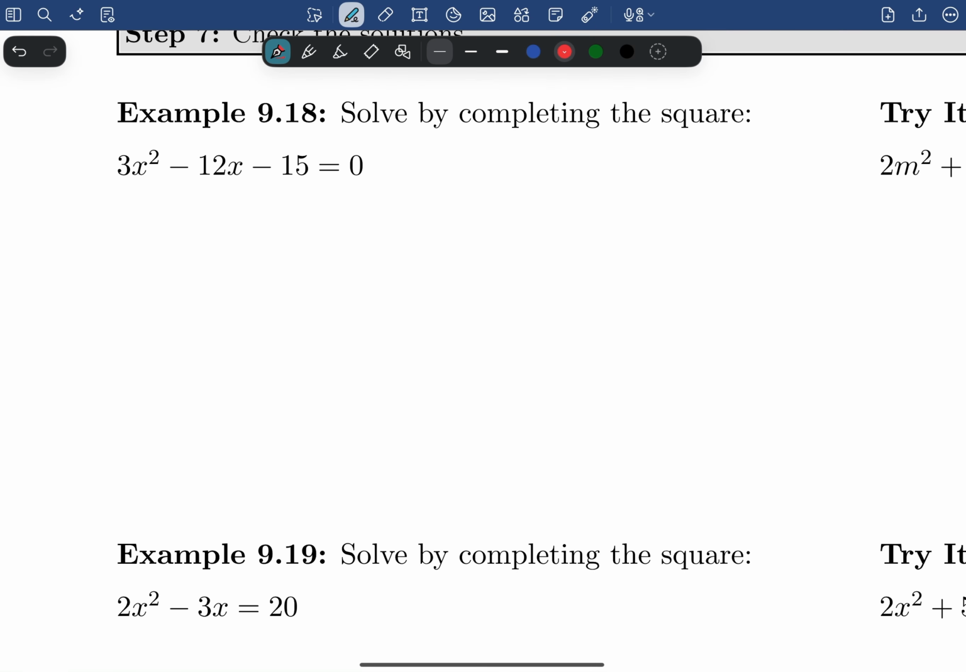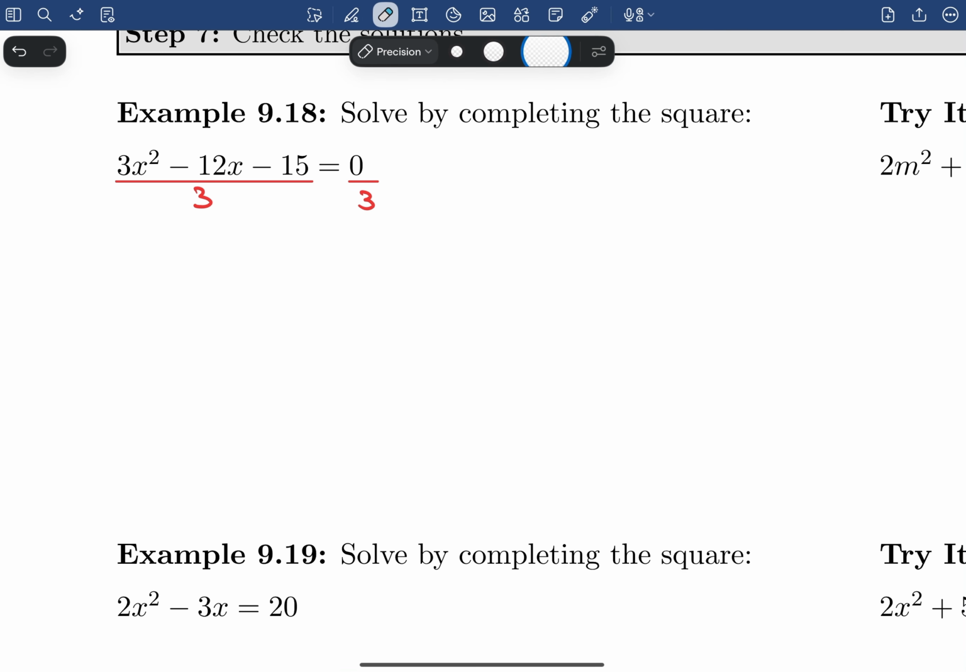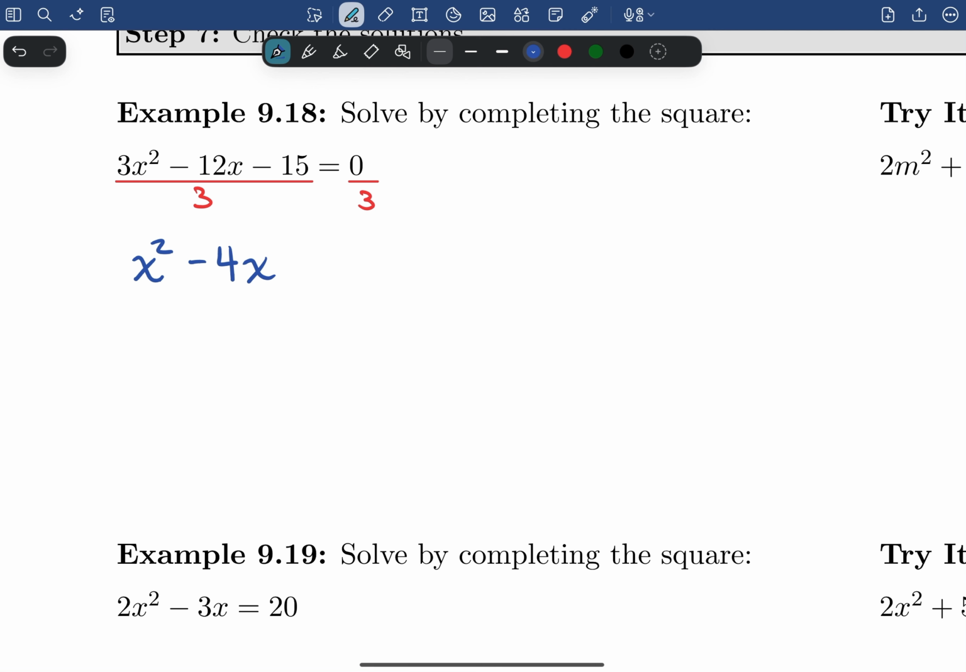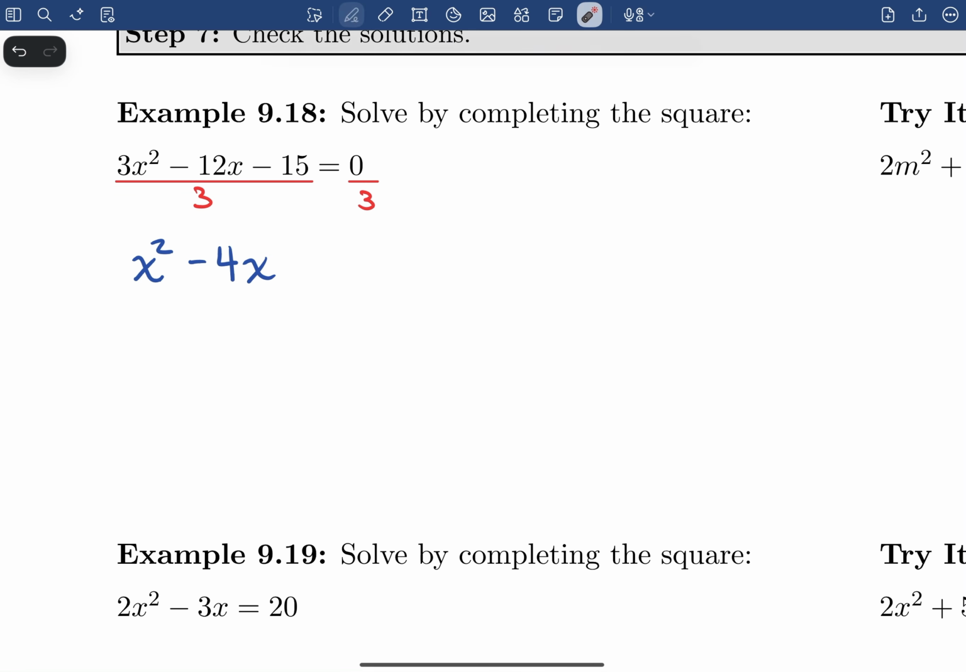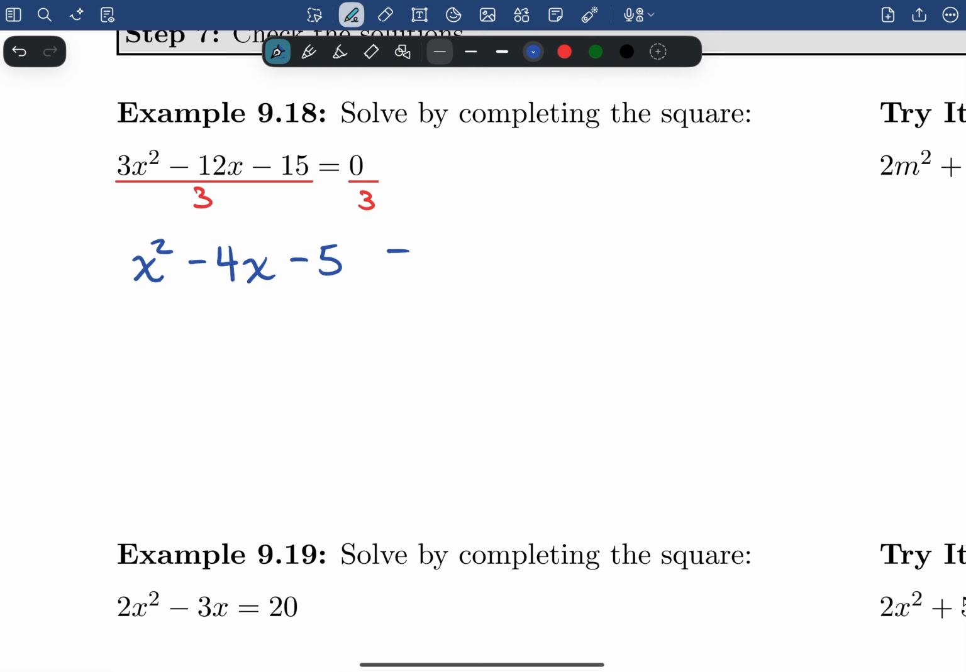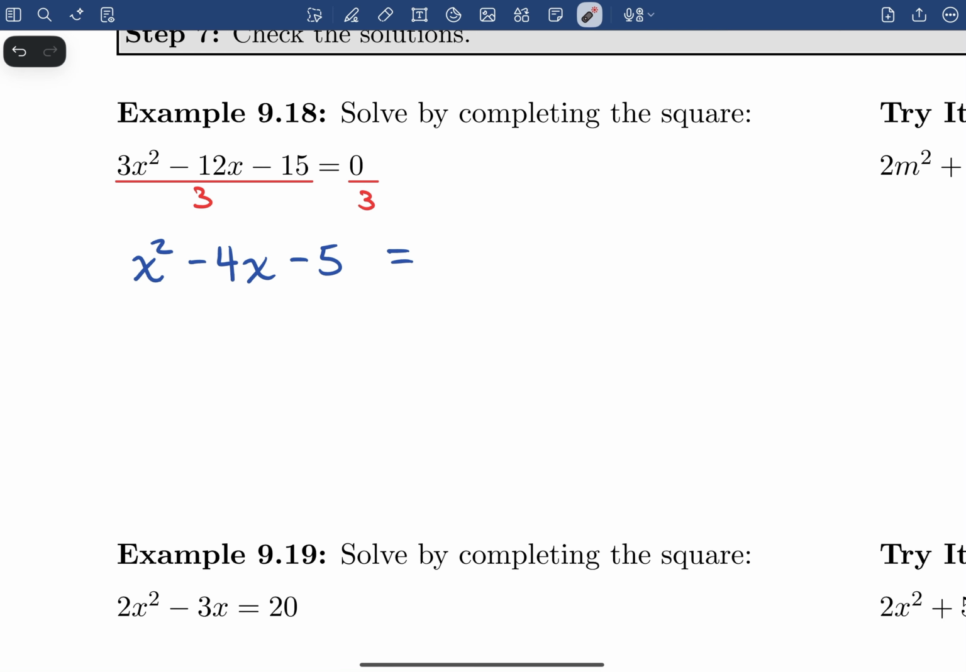Everybody, I'm going to take this entire equation, both sides of the equation, and I'm going to divide it by the a value, which is 3. And I'm going to rewrite the equation. And now my a value is gone. Let's do it one at a time. 3x squared divided by 3 is just x squared. Right? And then negative 12x divided by 3 is negative 4x. And then negative 15 divided by 3 is negative 5. And that equals 0 divided by 3, which is 0.